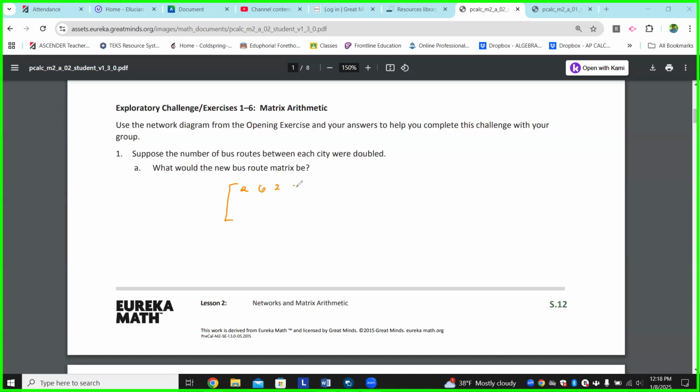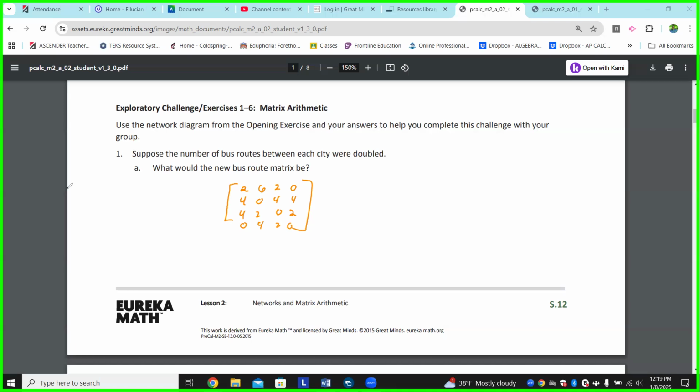2, 6, 2, 0. Second row? Third row? 0, 2. All right. And then the last row? Perfect. Any questions on how to double a matrix?